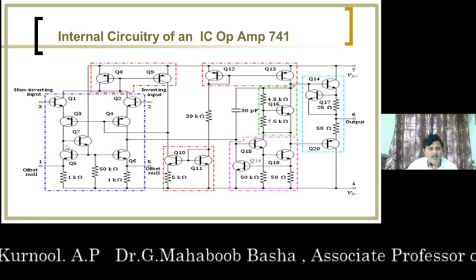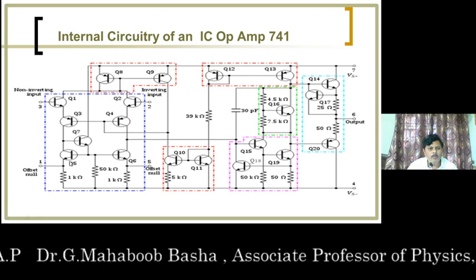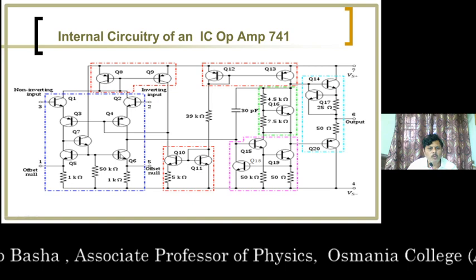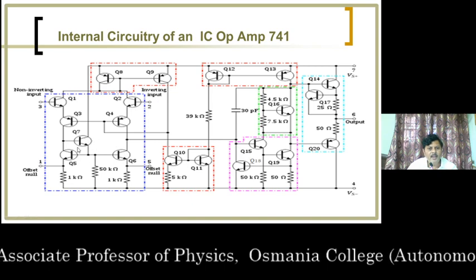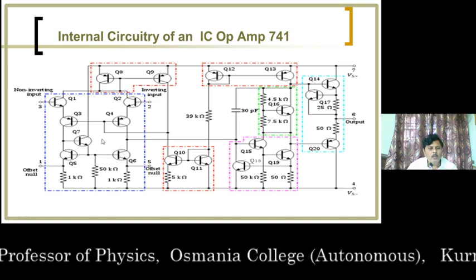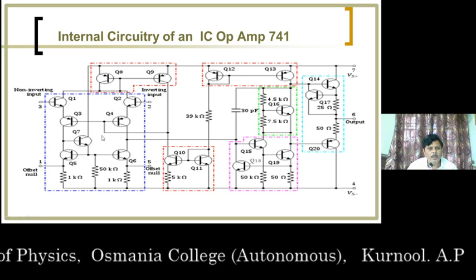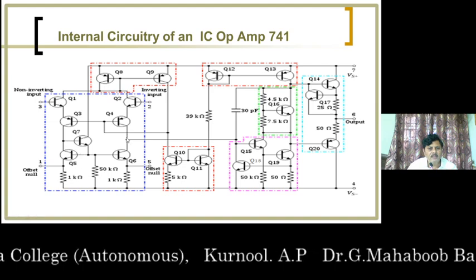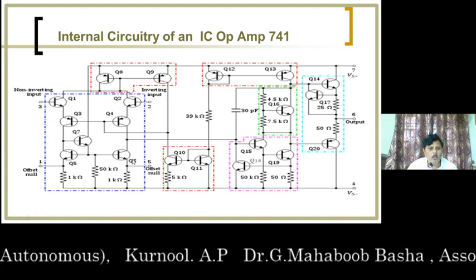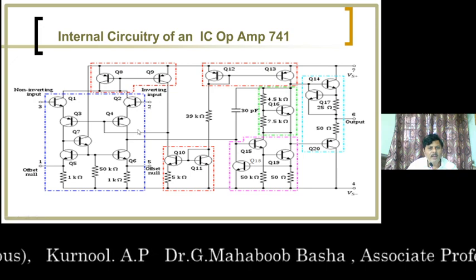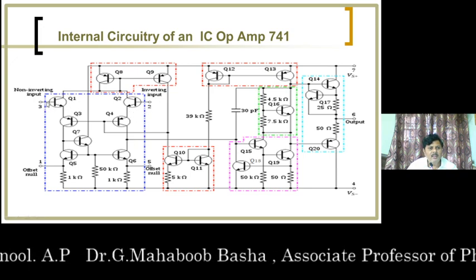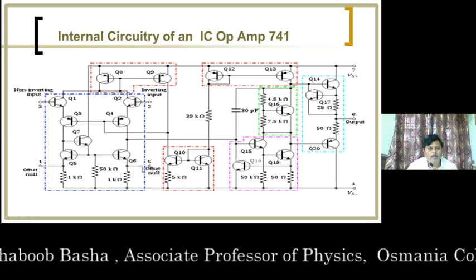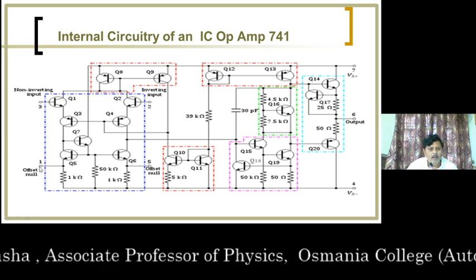Next, the collectors of Q3, Q4 are connected to the Q5, Q6 and Q7 arrangement. This Q5, Q6, Q7 arrangement acts as an active load, and is also called a constant current source. They play a very important role in the working of the op amp. They should maintain constant currents in the collectors of Q3 and Q4. Here 2 is the inverting input and 3 is the non-inverting input of the IC. Here 5 and 1 are the offset of the IC.